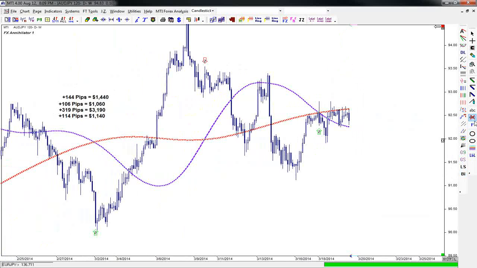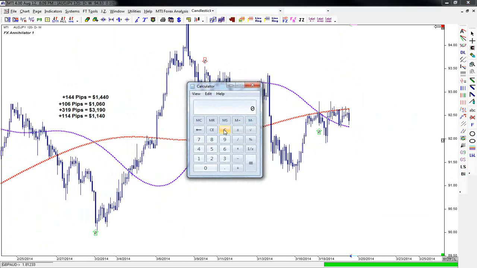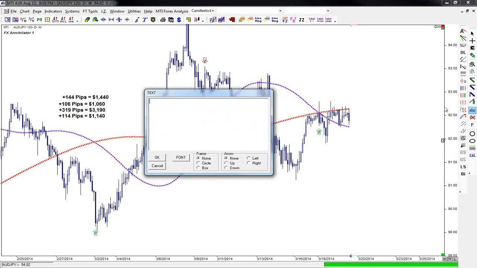So once again, let's see how many pips we just generated off this one system alone. Okay, so let's see, 1,440 plus 1,060 plus 3,190 plus 1,140 is 6,830. So 6,830 profit.